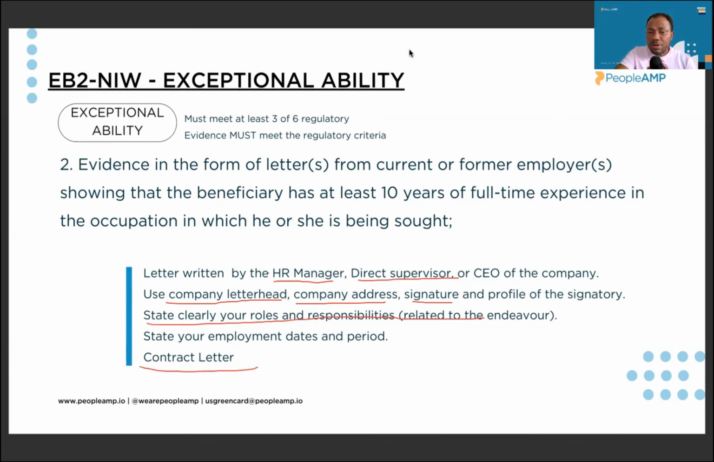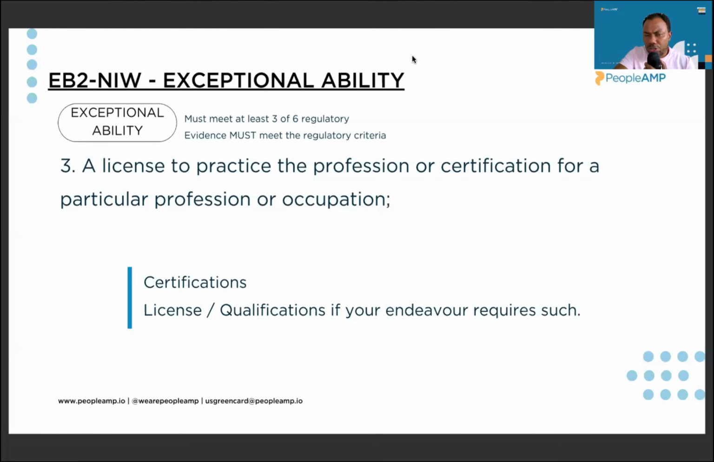Now, ask yourself a question. Do you meet the requirement for this second criterion? If you meet it, then that is good news for you. Now, let's go to the third category. This category is for people who have a license to practice the profession or certification for a particular profession or occupation. You could see certification also pops up here.